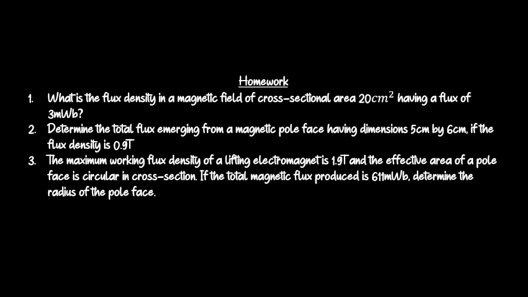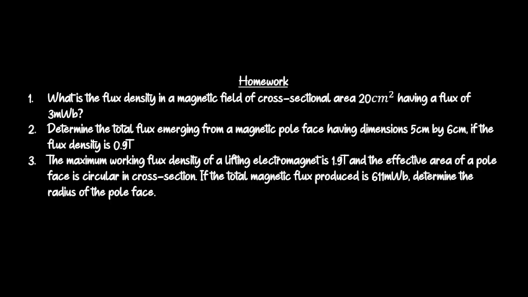So I have question number 1: what is the flux density in a magnetic field of cross-sectional area 20 centimeters square having a flux of 3 milliweber? Number 2, we are to determine the total flux emerging from a magnetic pole face having dimensions 5 centimeter by 6 centimeter if the flux density is 0.9.